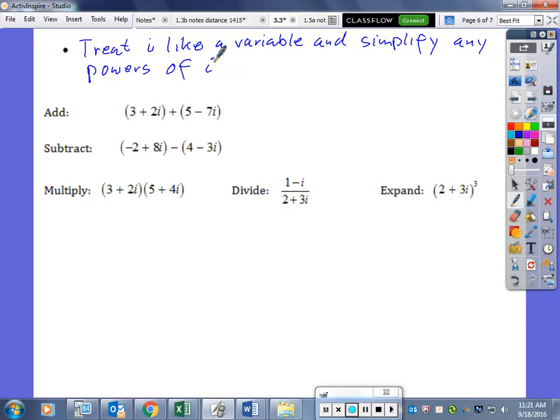Let's add these two terms together. 3 plus 2i plus 5 minus 7i. So being able to use the commutative property, we can also write 3 plus 5 plus 2i minus 7i, which will give us 8 minus 5i.